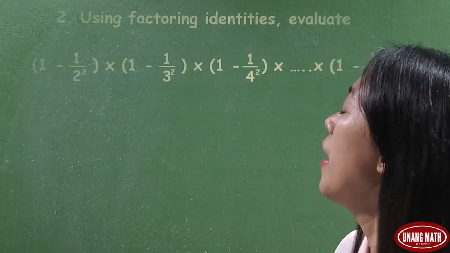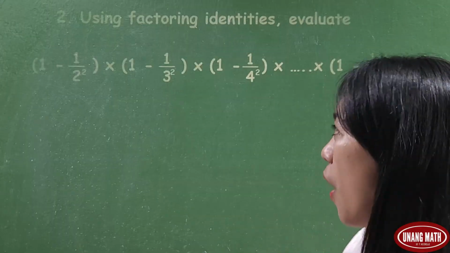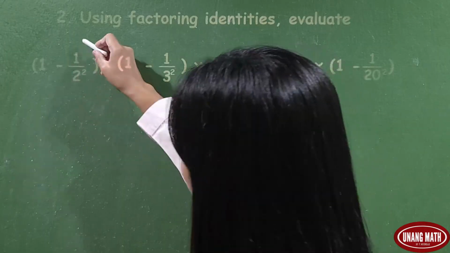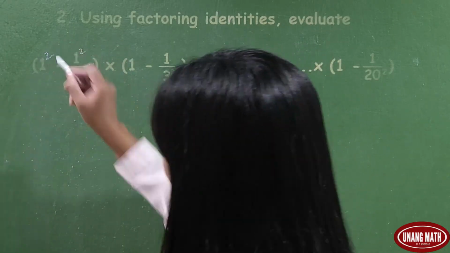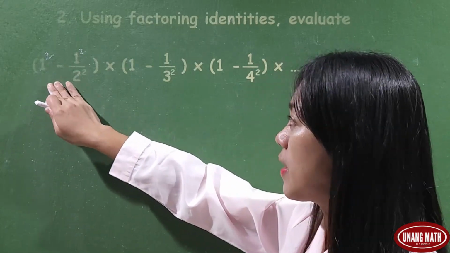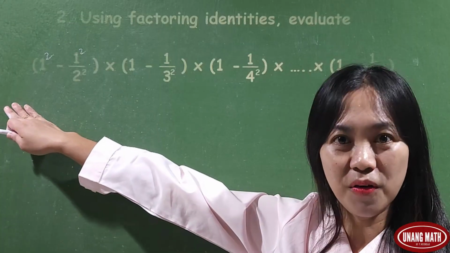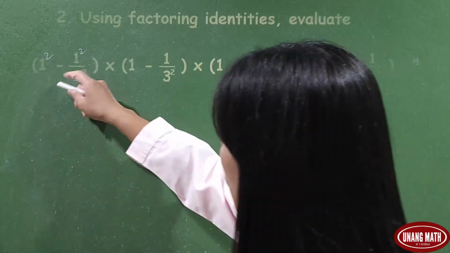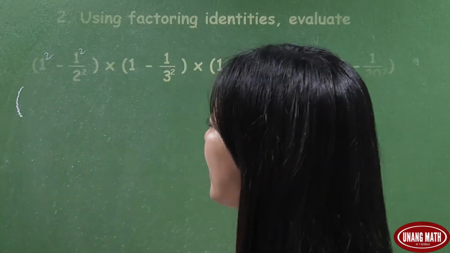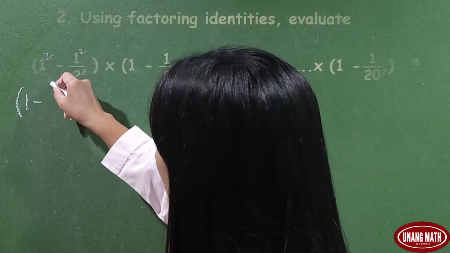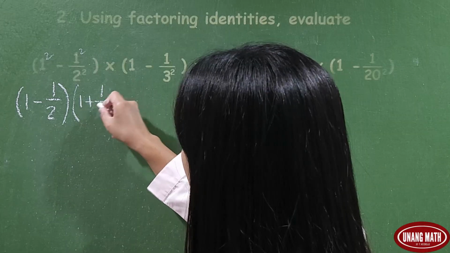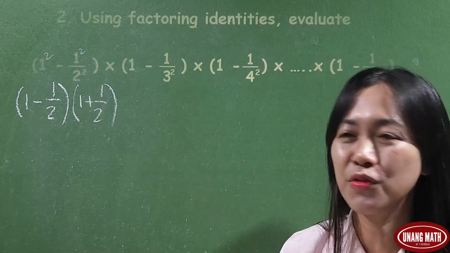So for 1 minus 1 over 4 squared, notice that 1 is also squared and this is also squared. And the operation is minus here. So it means this is difference of squares. So 1 minus 1 over 2 squared, if we're going to write this, this is 1 minus 1 half times 1 plus 1 half, since this is difference of squares.